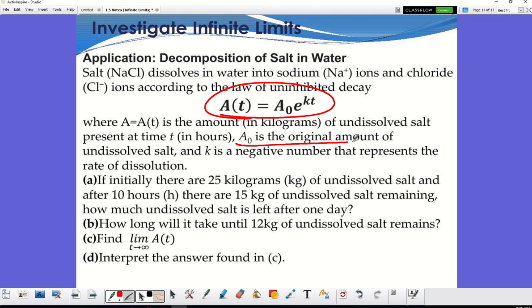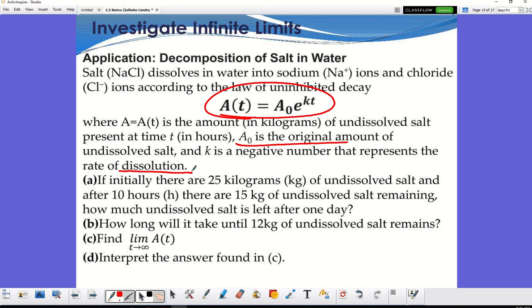So anyway, again, it's called A sub naught, which is your initial amount. All right, and it says K is a negative number that represents the rate of decay. Okay, why are they pointing out specifically that K is negative here? Because this is a decay, right? If it was a growth, it would be positive. K is referring to the growth factor or the decay factor. All right, where T is going to be my time, right? Okay, very good.